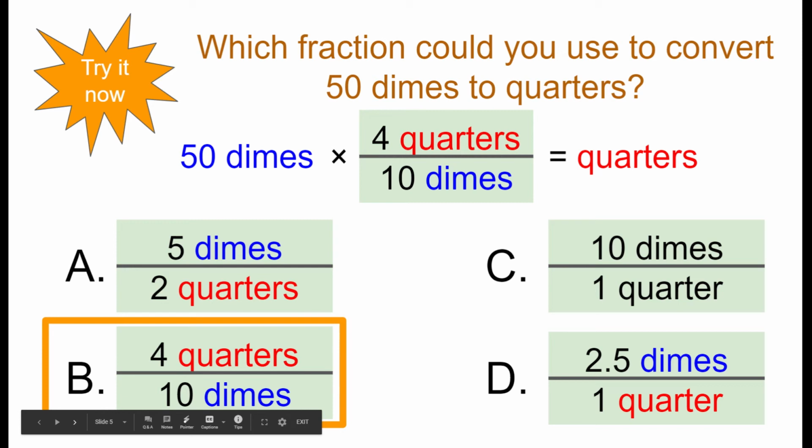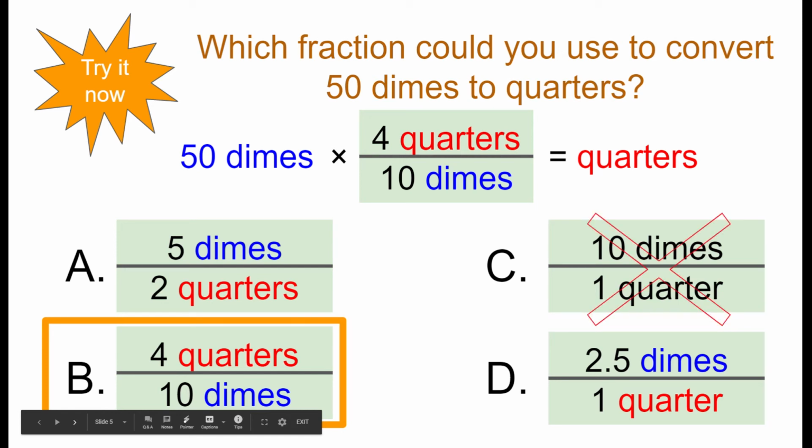Also, we want to point out that the unit of the starting amount has to be the same as the unit in the denominator of the fraction. And the unit of our answer has to be the same as the unit in the numerator of our fraction. Options A and D, while they are mathematically equal numerators and denominators, are flipped from that correct order. Dimes needs to be in the denominator and quarters needs to be in the numerator, and options A and D are backwards. Option C, on the other hand, is incorrect because the numerator and the denominator are not equal, and so therefore it's not a valid conversion factor.